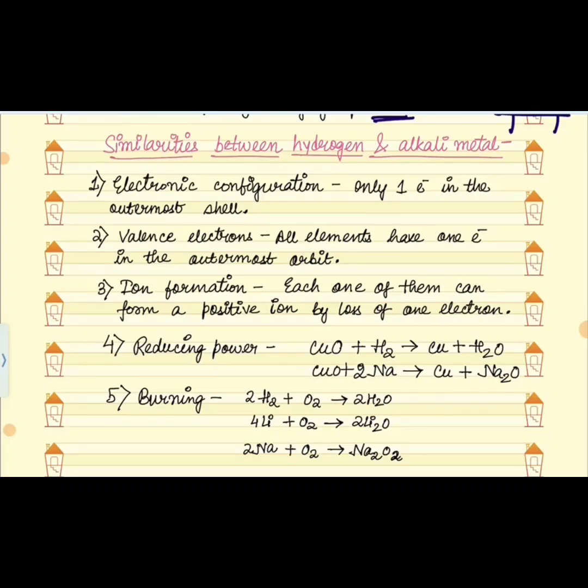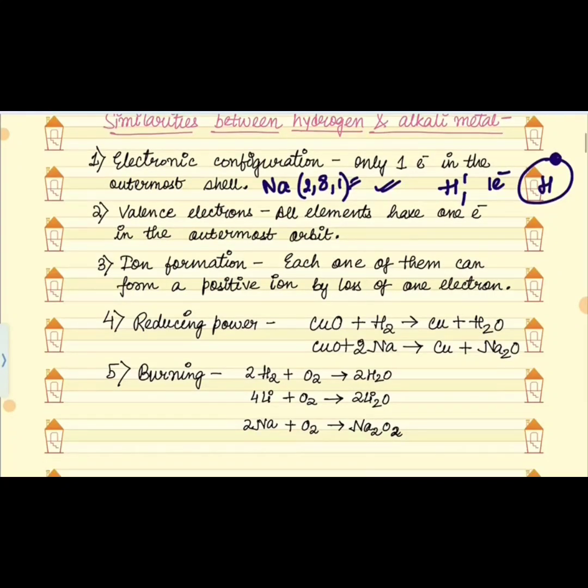Similarity between hydrogen and alkali metals. Electronic configuration: only one electron in the outermost shell. As I have shown just now, hydrogen has one shell only and one electron in it, which is exactly similar to the alkali metals, which have one electron in the outermost shell. For example, sodium has electronic configuration 2, 8, 1. It also has only one electron. All the elements that belong to that group have a similar number of valence shell electrons.